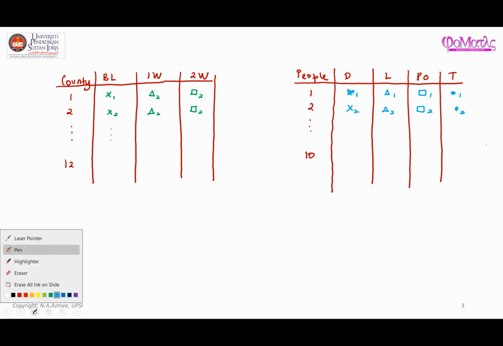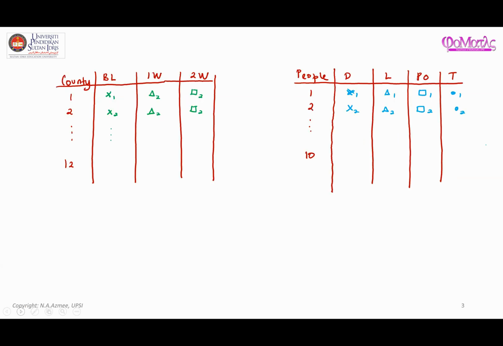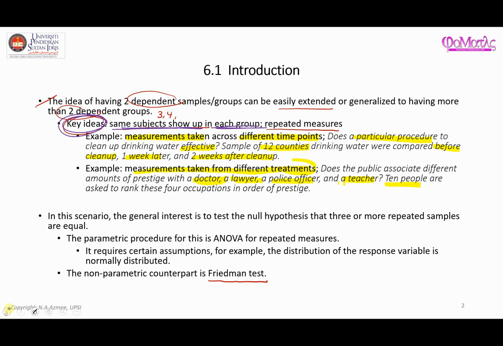The key word here, let me emphasize again, the key idea: the same subjects will show up in each group. That means the measurement here is given by the same subject. This one is given by the same person. This one is given by the same person or same subject. This one comes from the second subject or second person. This also comes from the second person. That is the key idea here. All the measurements, all the data in each group, actually come from the same person, the same subject.